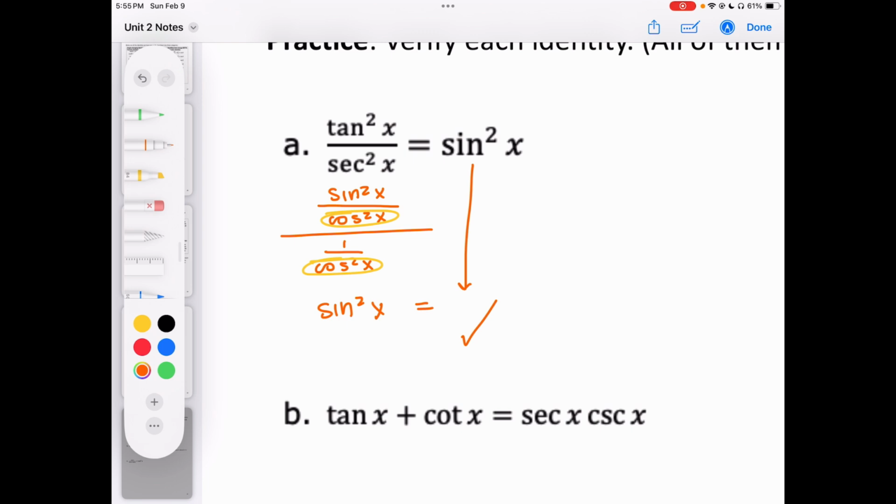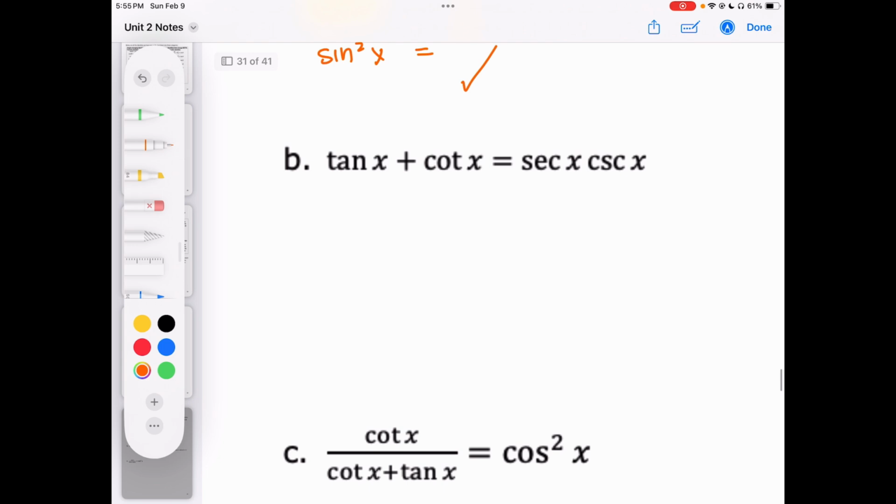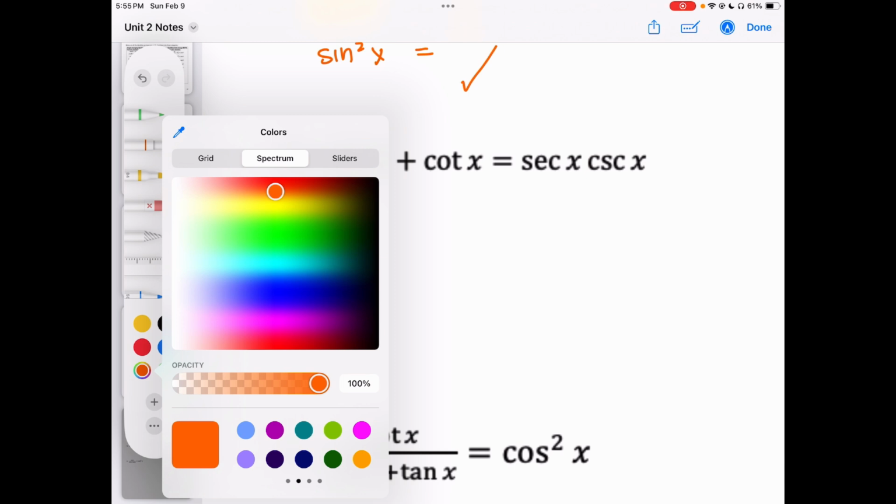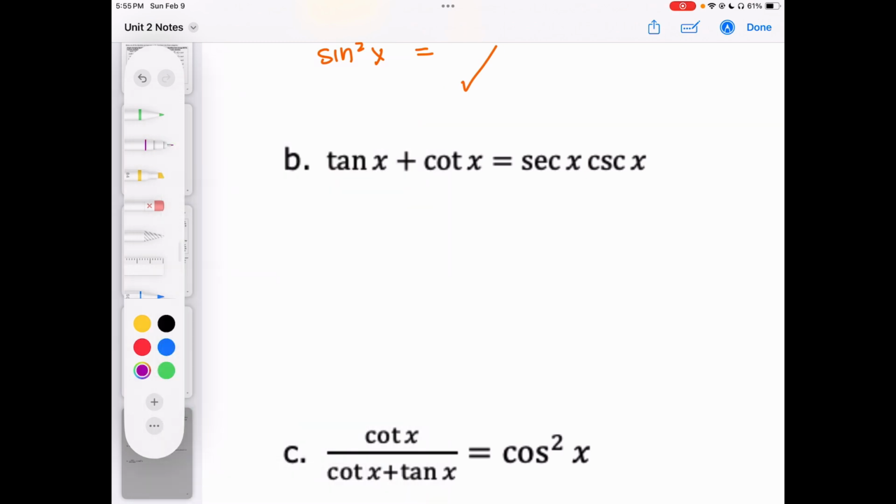Taking a look at this next one, you could really start on either side. I'm going to start on the left. To me, the left looks more complicated because it's adding and not multiplying. So I'm going to start there. I again want to remind you that there are a million different ways to start these problems and work through these. It's just a matter of what you are most comfortable with. So we'll go ahead and start by writing sine over cosine and cosine over sine.